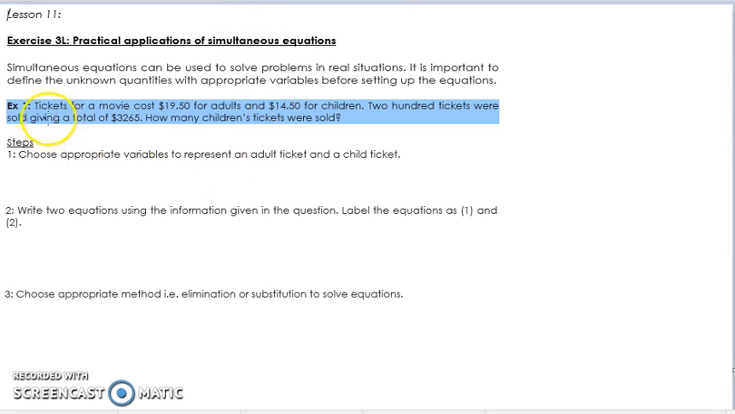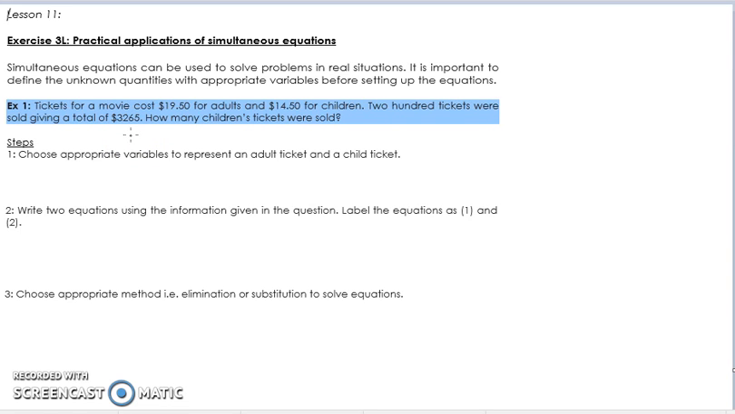So the question says tickets for a movie cost $19.50 for adults and $14.50 for children. Okay, so we've got two types of tickets, a price for adults and a price for children. 200 tickets were sold, giving a total of $3,265. How many children tickets were sold?